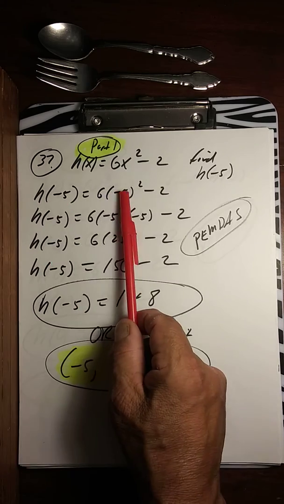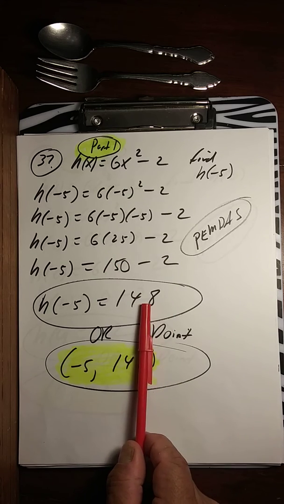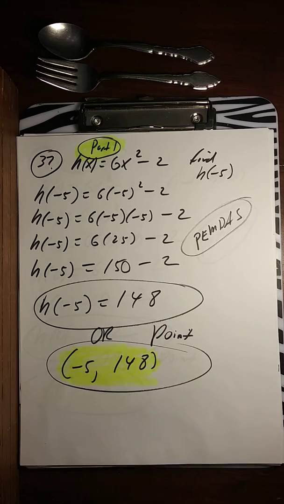H of -5. Put a -5 there. -5 squared is 25. 25 times that is 150, minus 2 is 148. Or you can write it as a point, -5, comma 148. There's my answer.